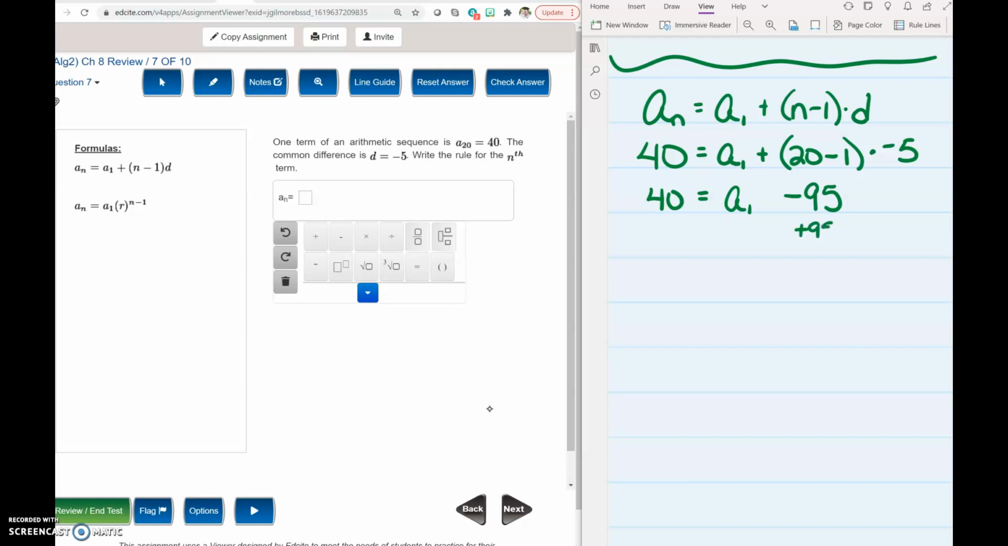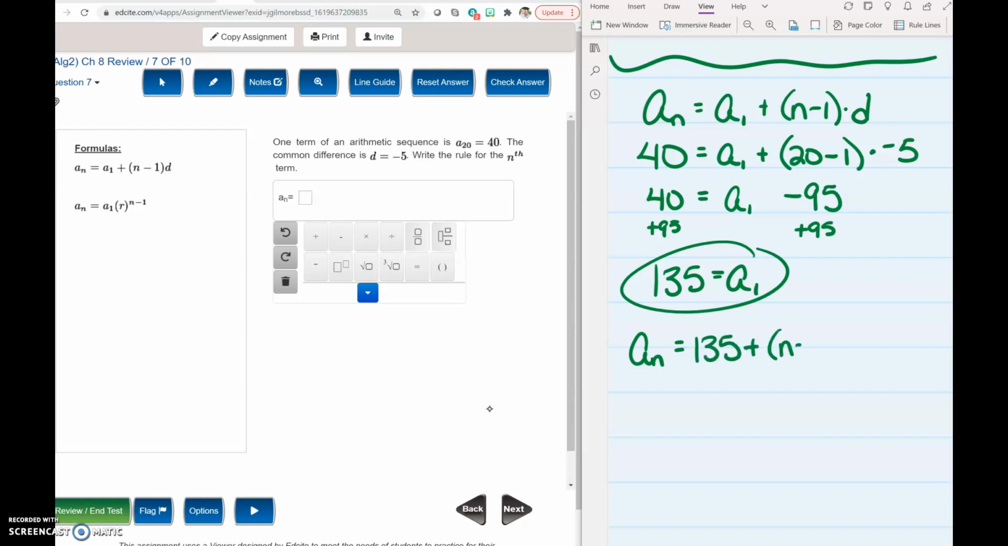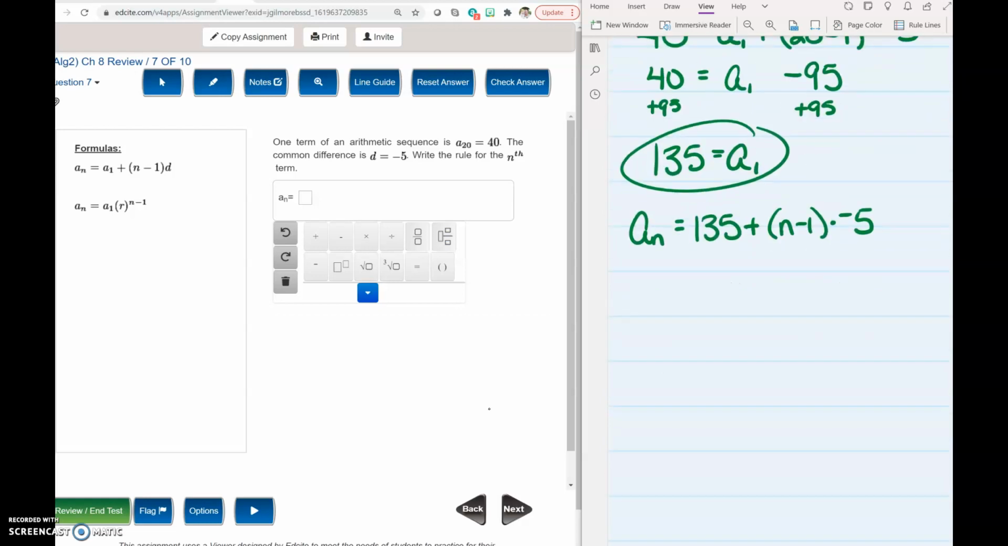We would add 95 on both sides to get 135. Our first term is 135. Now, that is our first term. That's not a rule for the nth term. We now need to write the nth term is the first term plus n minus 1 times our common difference of -5. Now, here's the kicker.